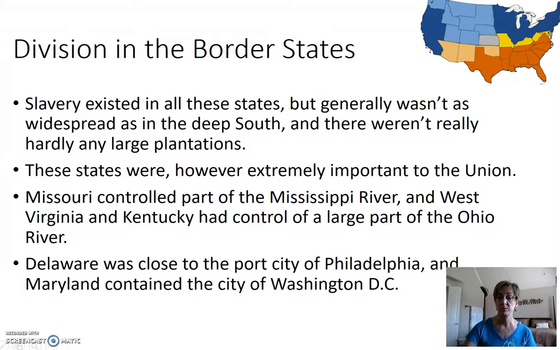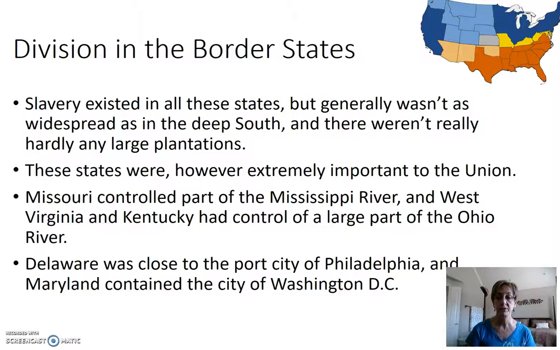Those yellow ones up here, these ones right here, these are the border states. They include Delaware, Maryland, West Virginia, which broke off from Virginia during the Civil War, and Kentucky and Missouri. These states are important to the Union, though, because West Virginia and Kentucky have the Ohio River flowing alongside them, and Missouri controls this part of the Mississippi River.